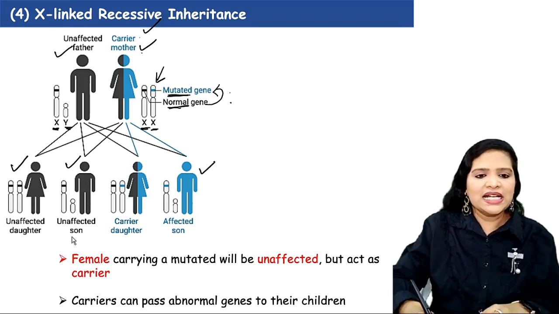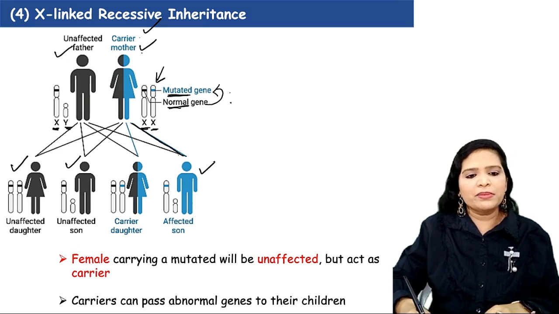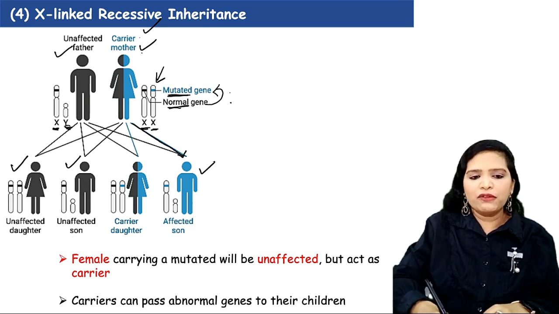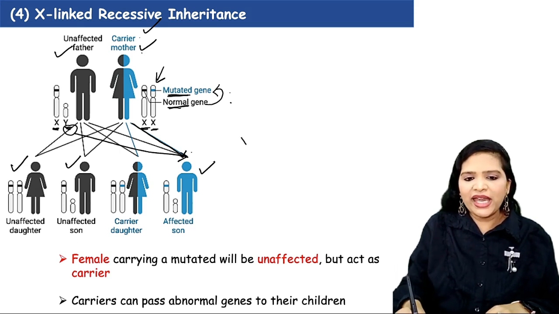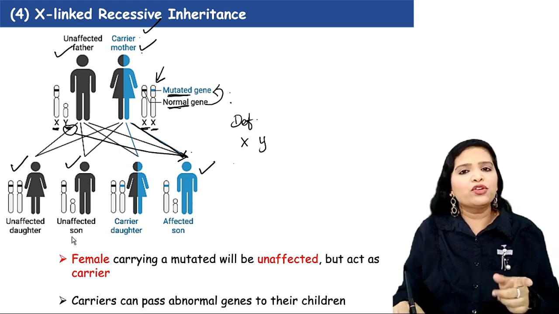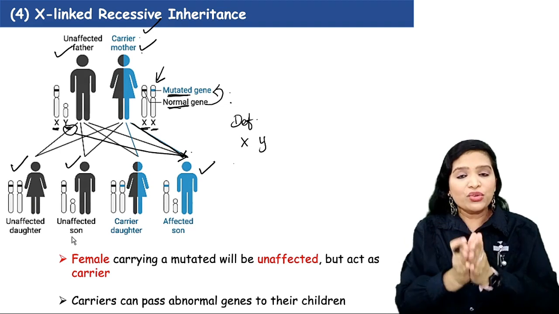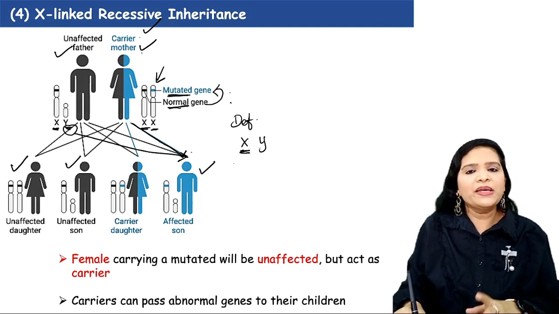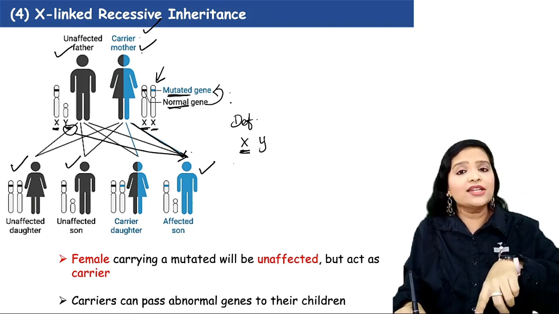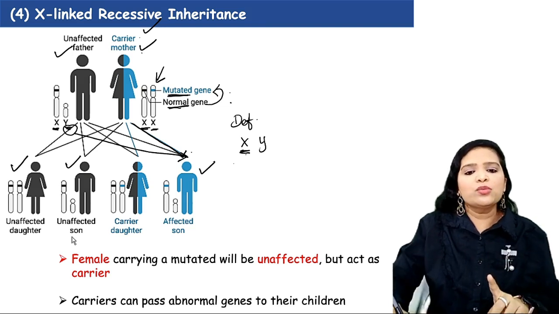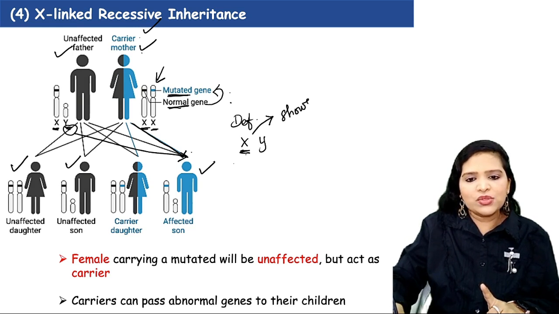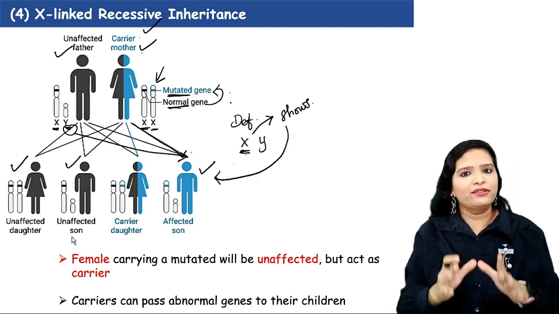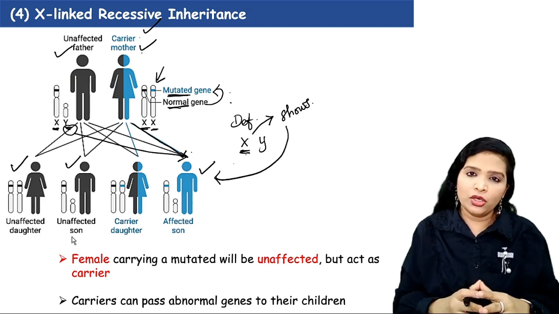How? Because this X chromosome from the mother, okay, and the Y chromosome from the father will be present here. So the defective X chromosome from the mother and the normal Y chromosome from the father will be present. Here, since the X chromosome copy is only one, since there is no other copy, this defective X chromosome will dominate and show its disease. That's why this boy is having the disease. He is an affected individual. Got it?